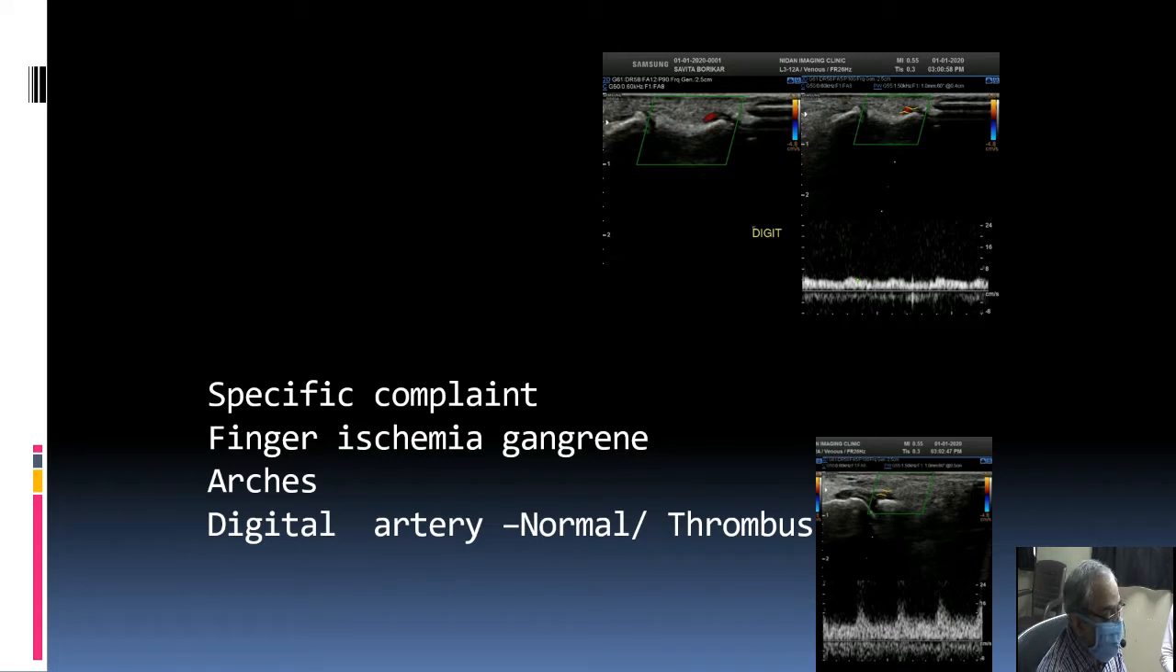The evaluation takes a little bit of time, but over time you can develop yourself to identify the digital artery on both sides of the finger and identify their pattern. Obviously, because they supply a very small amount of body part, the flow is not triphasic here. It can be good diastolic flow and systolic peak as such. You can see thrombus sometimes in the artery, especially in arteritis. Some arteritis produce thrombus of the digital arteries or the palmar arteries.